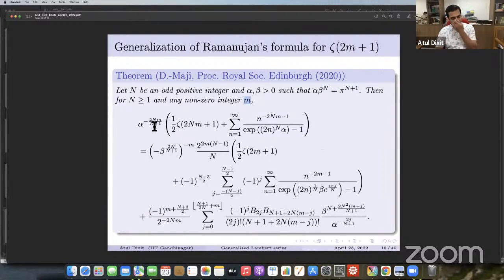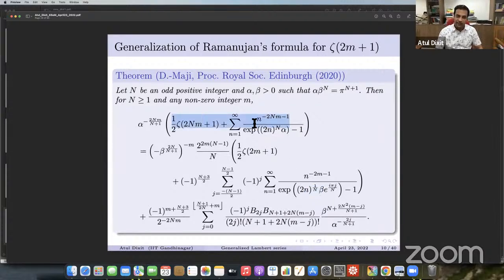Let me explain this. It may look complicated in the beginning. So you have the odd zeta value here. Here also you have an odd zeta value. However, now you have two different odd zeta values which are related to each other. In case of Ramanujan's formula, there was n equal to 1, so both were the same. But now we can get relations between different odd zeta values through this particular Lambert series.